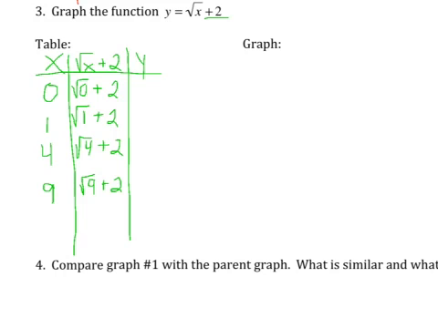The square root of 0 is 0, 0 plus 2 is 2. The square root of 1 is 1, 1 plus 2 is 3. The square root of 4 is 2, 2 plus 2 is 4. And the square root of 9 is 3, 3 plus 2 is 5. So let's make this graph and see what happens.